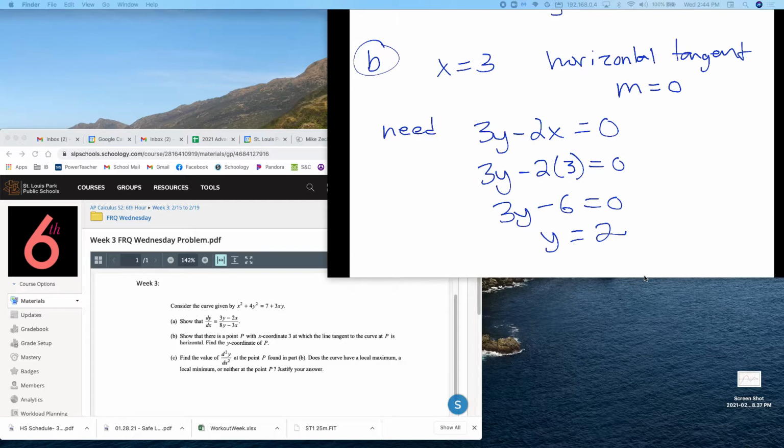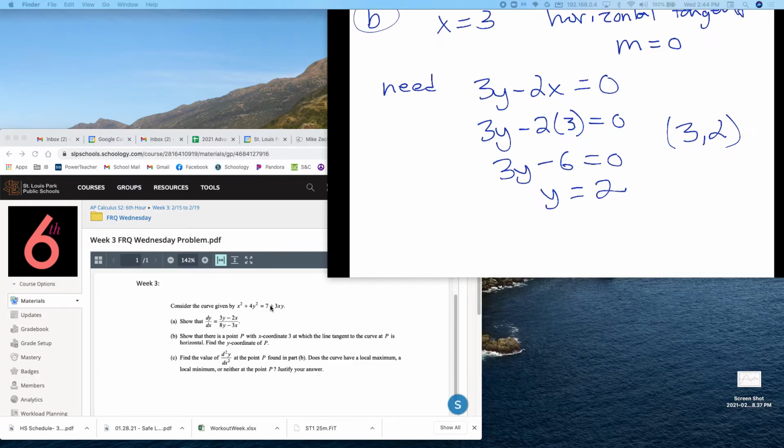Okay, so great. Now you have the second point. You show that that's suddenly the point. The point that you have now is 3, 2. But it says show that this is on the curve at point P. So the curve. So you've got to show that this works in the curve, which is the original thing.